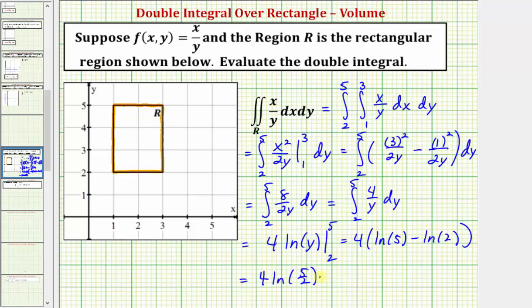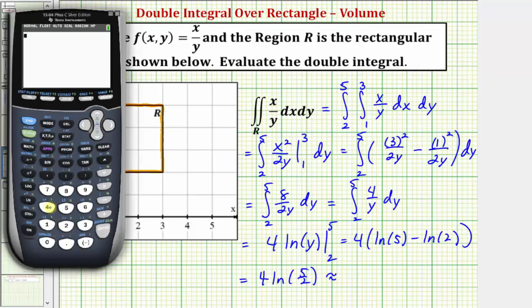Let's also get a decimal approximation though. So using the calculator, we'd have 4 natural log 5 divided by 2, close parenthesis, enter. To 4 decimal places, we'd have approximately 3.6652.